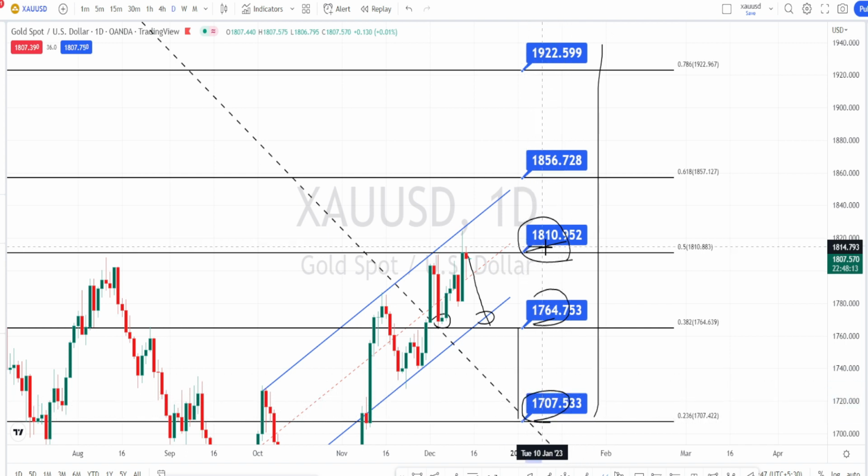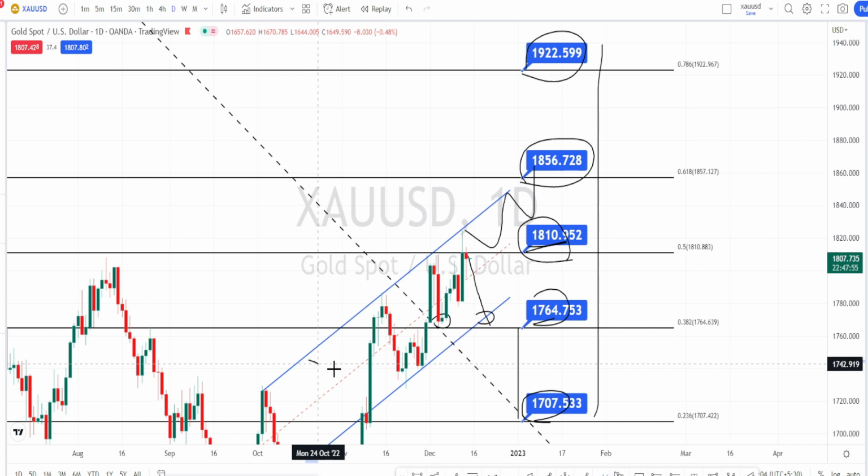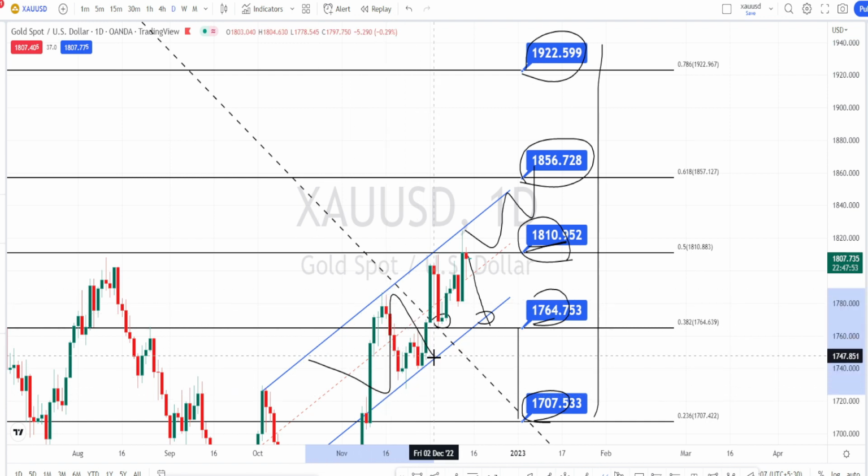And on the bullish side, if the price action breaks the resistance level of 1810, we can expect the bullish side retracement to continue in daily time frame, and the next levels of resistance are going to be around 1856 and 1922. And the current trend of the price action is still a bullish trend in daily time frame.